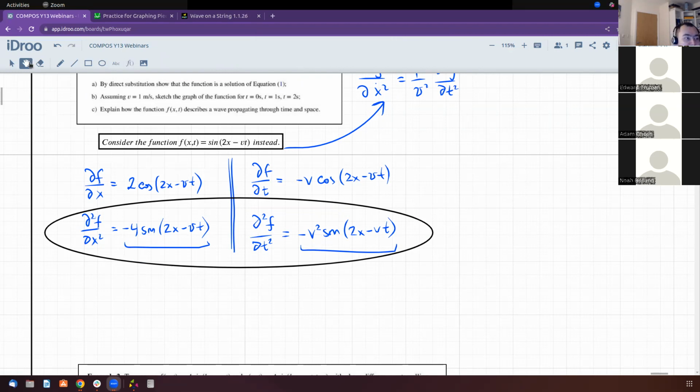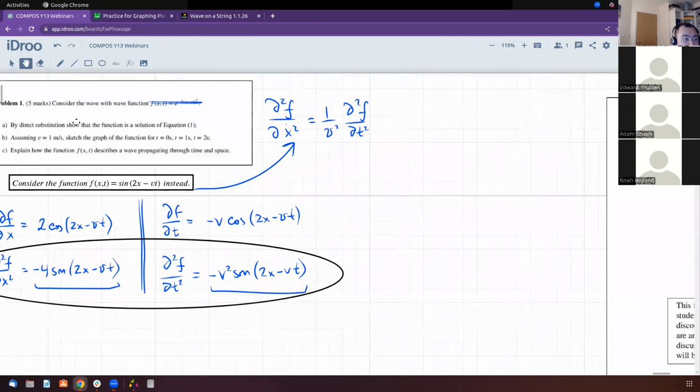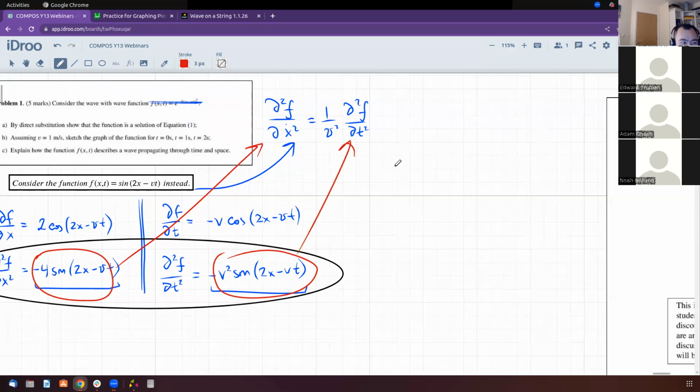Good. And now we just plug it in. We plug this into here, and we plug this into here, and magic. Minus 4 sine 2x minus vt is equal to 1 over v squared multiplied by minus v squared multiplied by sine 2x minus vt. Cancel, cancel, cancel, cancel.